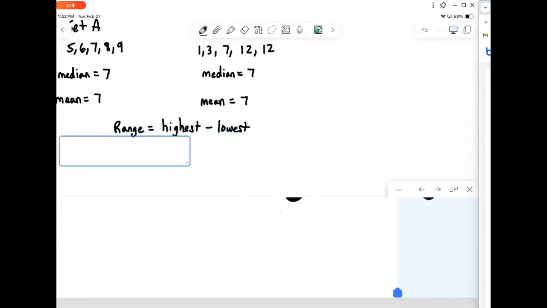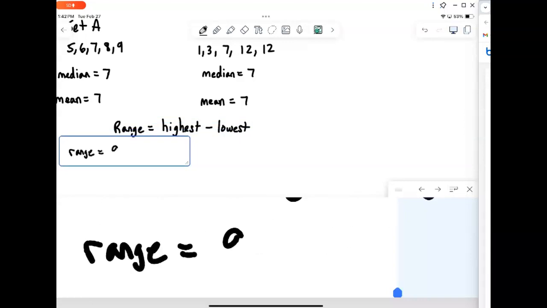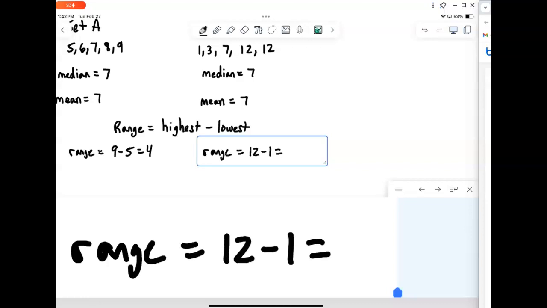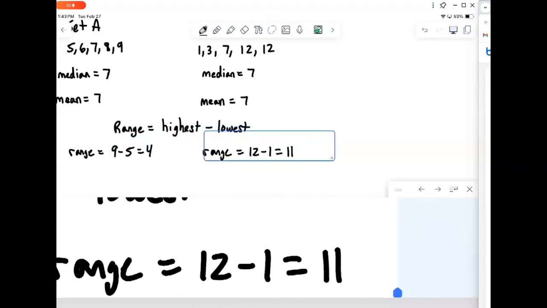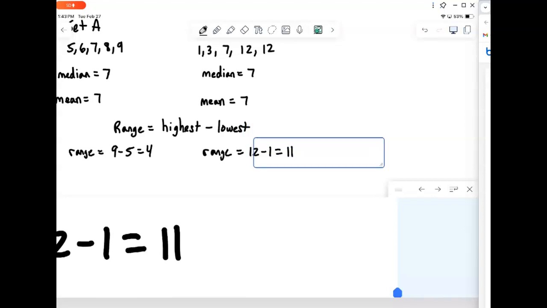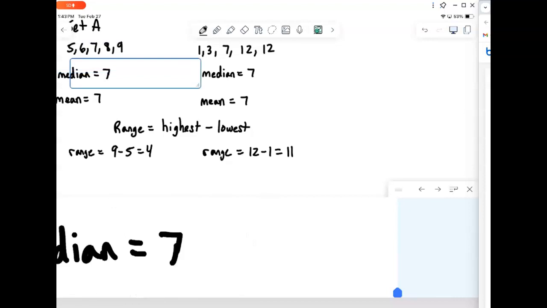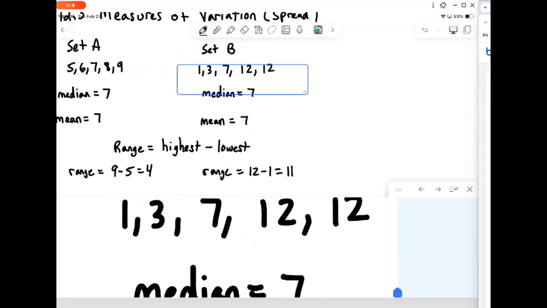So in our first set, the range would be 9 minus 5, which is equal to 4. Whereas in our second set, the range would be 12 minus 1, which is 11. And so what the range is saying here is that the second set of data is almost 3 times as spread out as the first set of data. The first set of data is much more compact than the second set.